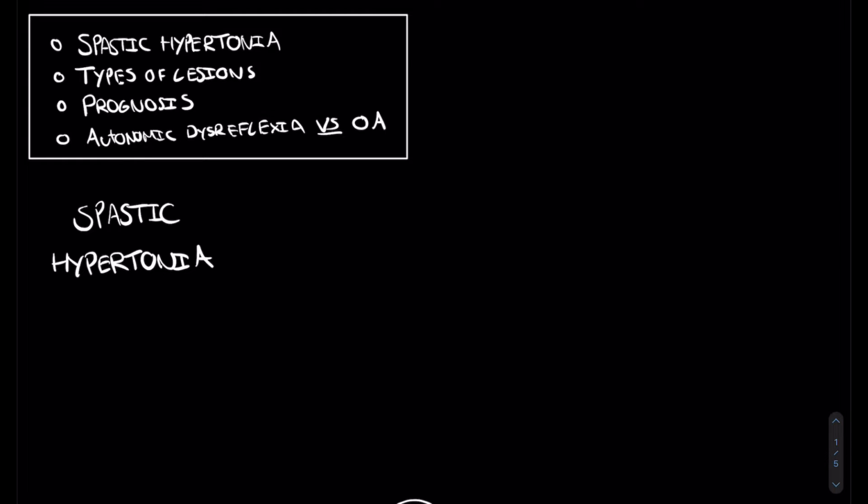I will also be talking about the different types of lesions one can have, followed by a prognosis, which is often kind of misunderstood. And finally, I will differentiate between two different conditions that resemble each other: autonomic dysreflexia and orthostatic hypotension.